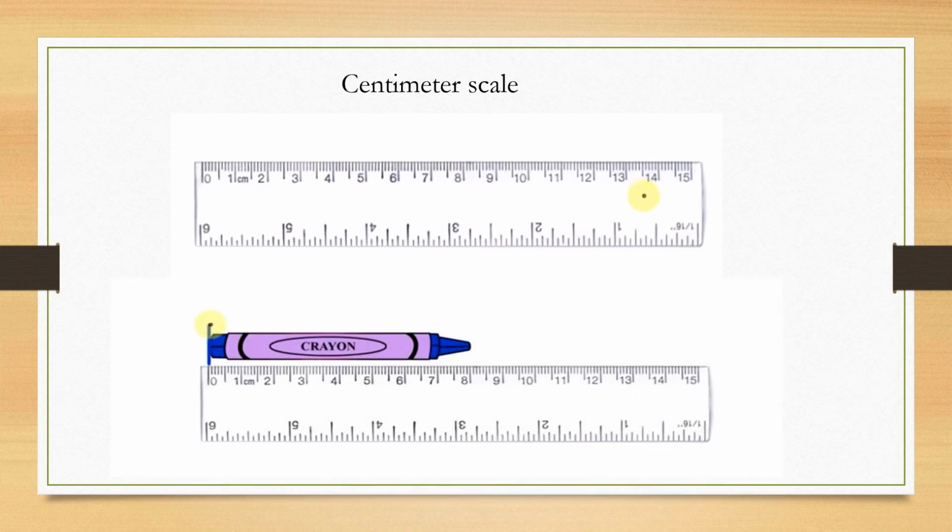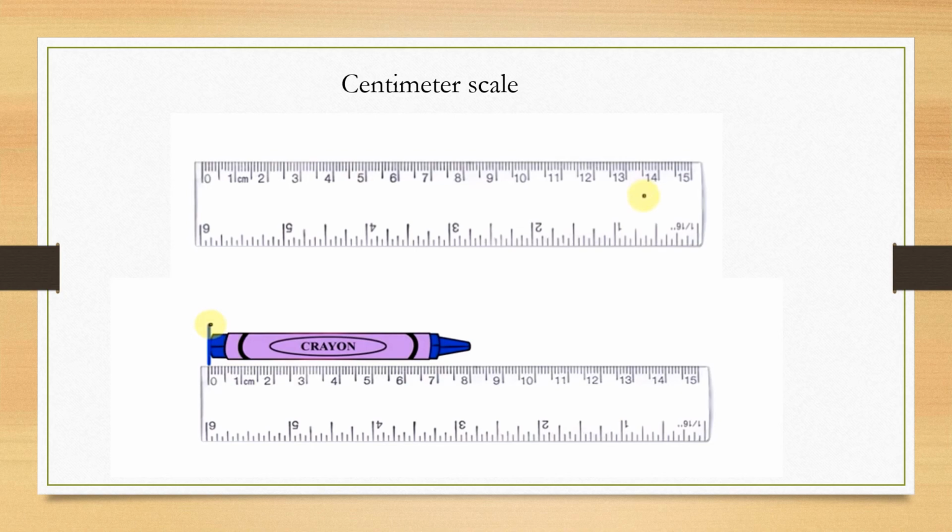Now, if we want to measure the length of anything up to 15 centimeter, for example, if we want to measure the length of this crayon, first of all, we put one end of that object on 0. Keep it in mind. Then you see up to which number it goes. Like in this picture, the length of the crayon is 8 centimeter.